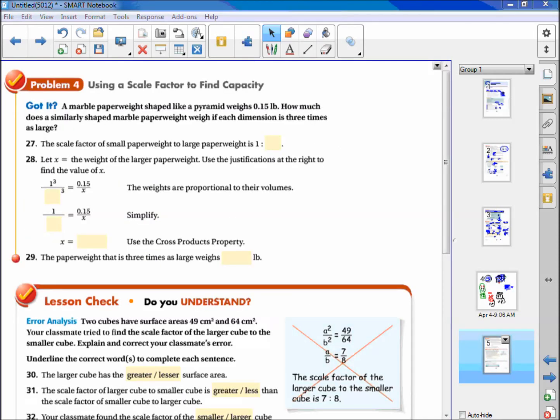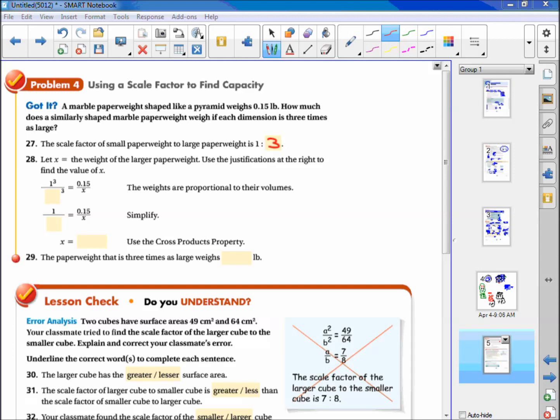Problem number 4. A marble paperweight shaped like a pyramid weighs 0.15 pounds. How much does a similarly shaped marble paperweight weigh if each dimension is 3 times as large? So the scale factor of the small paperweight to the large paperweight is going to be 1 to 3. We're going to make each one be 3 times bigger. Okay. So let x equal the weight of the larger paperweight. Use the justifications at the right to find the value of x.